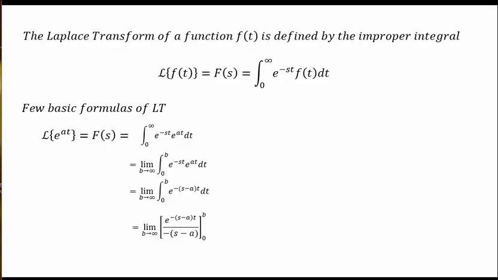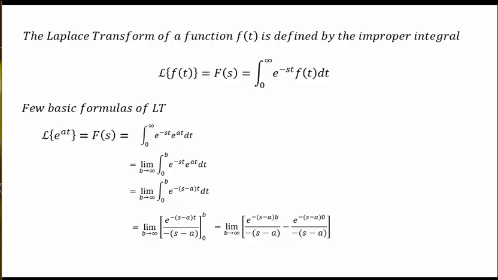Now the integral of e to the negative (s minus a) times t is very simple. It is e to the whatever exponent you have, divided by that exponent. So negative (s minus a), you divide by that. You understand this integral, I'm sure. Now we plug in the limits. Upper limit first, b for t, and then 0 for t.